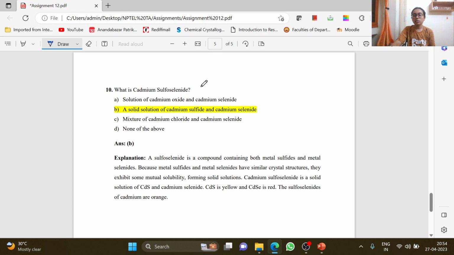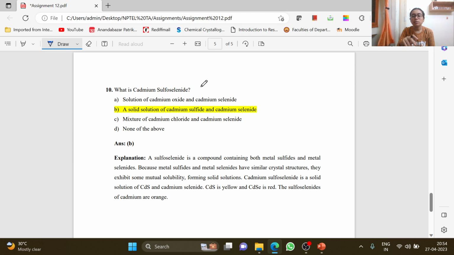So solid solutions are like a crystal, a solid form that has a mixture of two materials but a new kind of solid structure. That is called a solid solution. It is not a liquid solution but has a solid kind of structure.